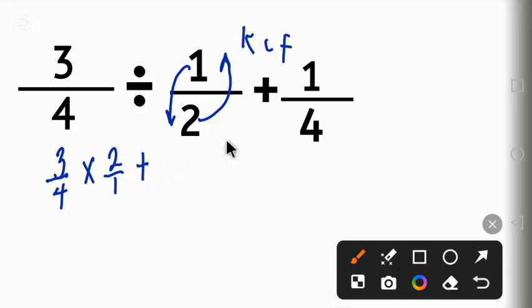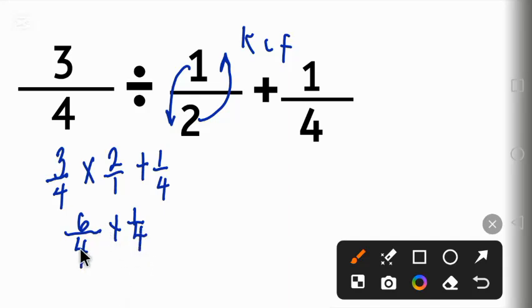Plus this last fraction. The last fraction there is 1 over 4. We would write it like that. Now, the next thing is to multiply these two. 3 times 2 will give us 6 over 4 times 1, which will give us 4, plus this fraction here, 1 over 4.